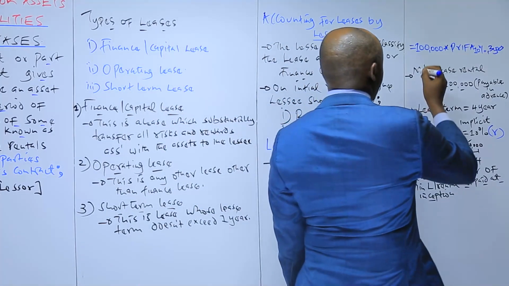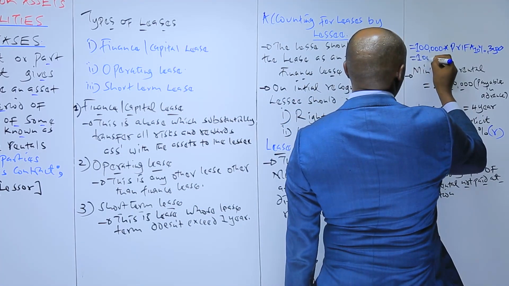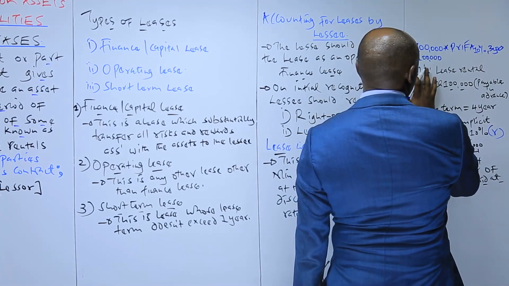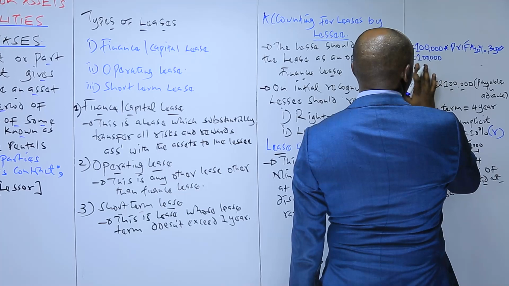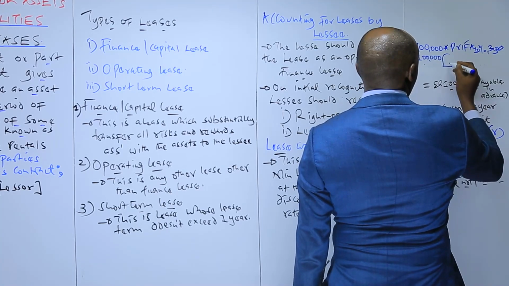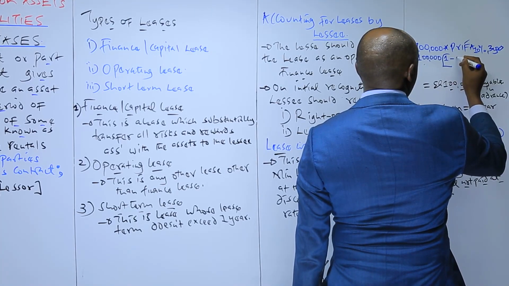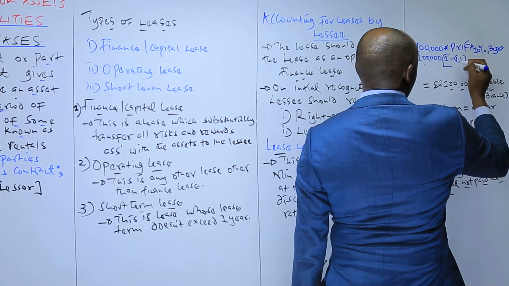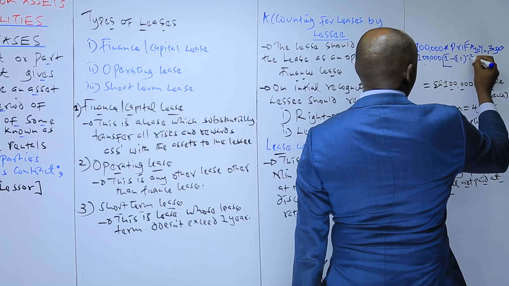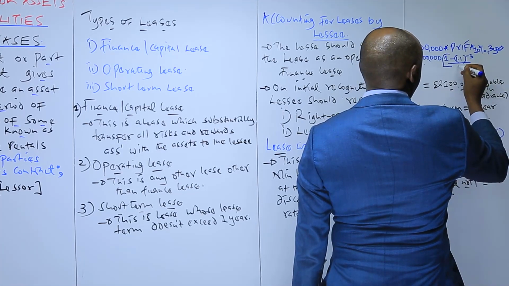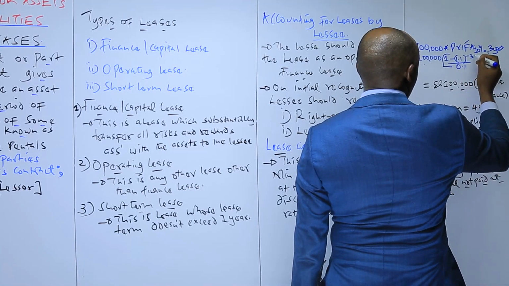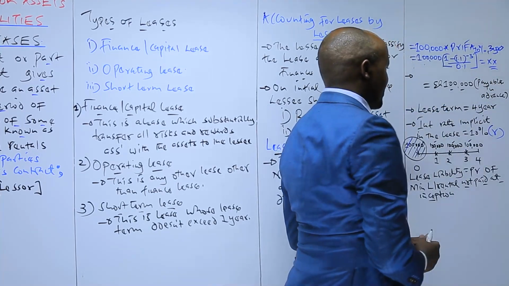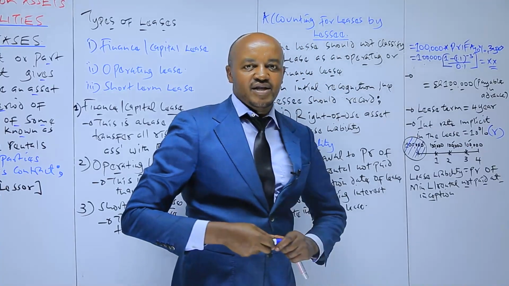So therefore we take 100,000, and how do we compute that? To compute this, there is a formula which we apply here. We take 1 minus 1 plus R, where R in this case is 10%, so this will be 1.1 raised to the power negative 3, and then we divide that by R, which is 0.1. So whatever we get here is what we refer to as the lease liability.